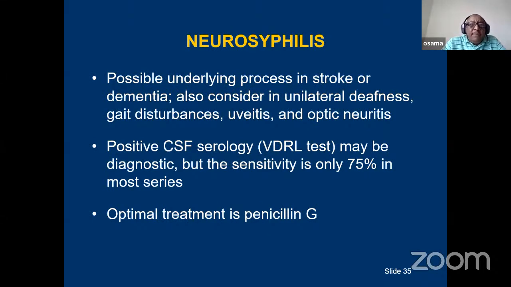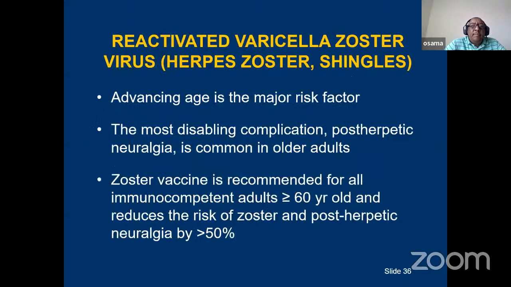Neurosyphilis. Possible underlying process in stroke or dementia, also considered in unilateral deafness, gait disturbance, uveitis, and optic neuritis. Positive CSF serology, VDRL test may be diagnostic, but the sensitivity is only 75% in most series. Optimal treatment is penicillin G.